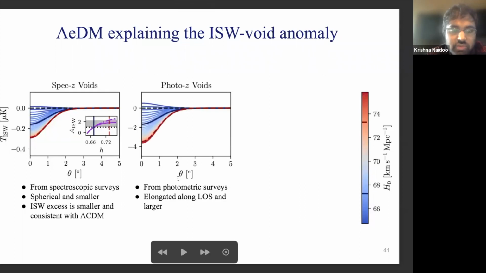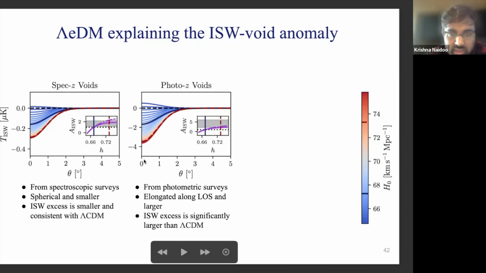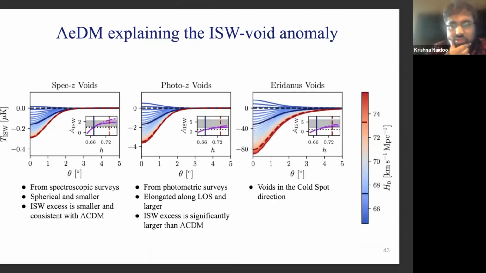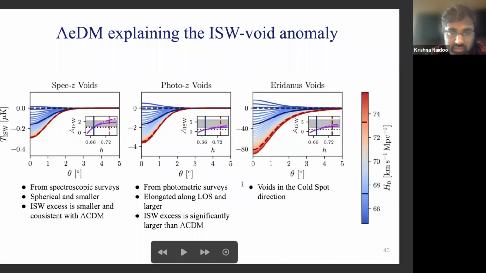For photometric voids, which are more elongated, this feature is enhanced, so you get a slightly larger increase, a factor of 2, which follows what we see from observations, although you can see the error bars are quite large. For the heterogeneous voids, which are the voids in front of the cold spot, we see a much larger increase. And this is really a specific example of what I would say photometric voids are.